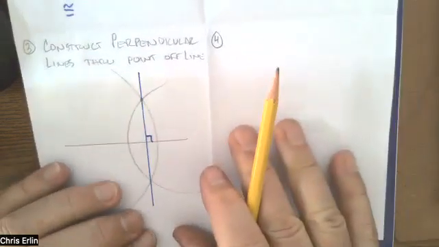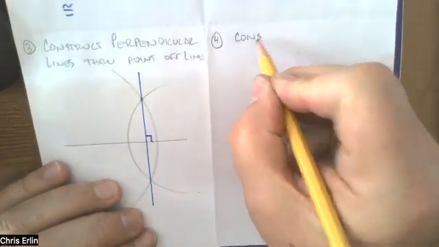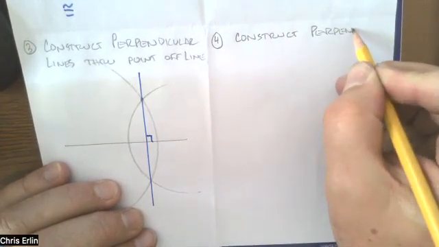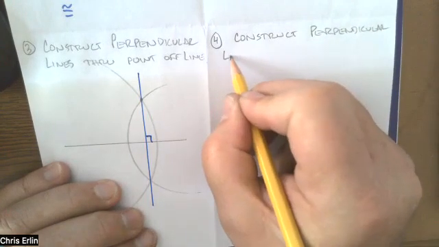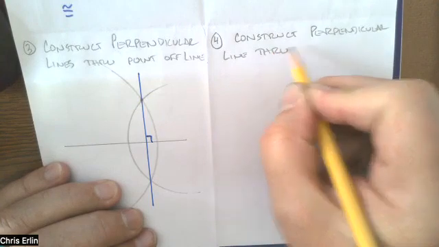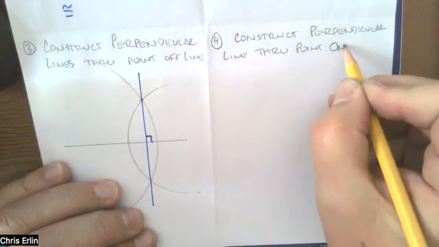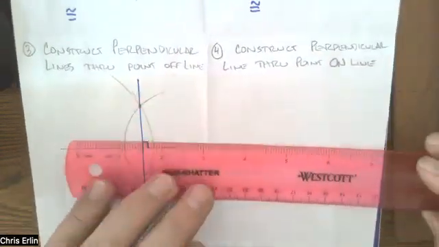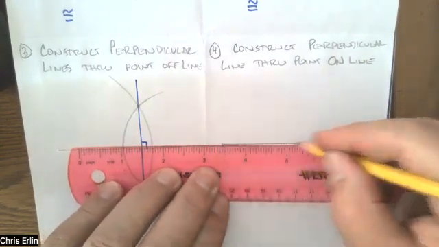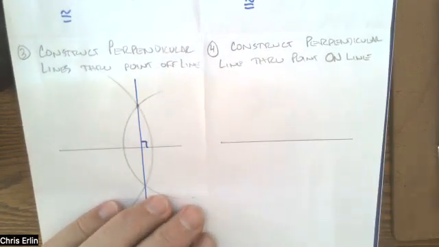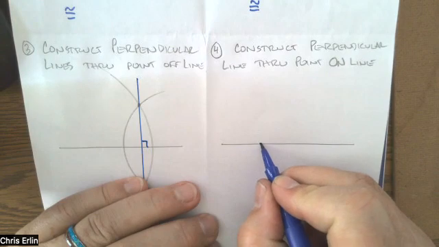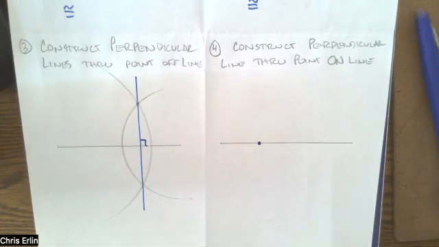All right, last one. Construct a perpendicular line through a point on the line. And give yourself a point on the line that is not in the middle.